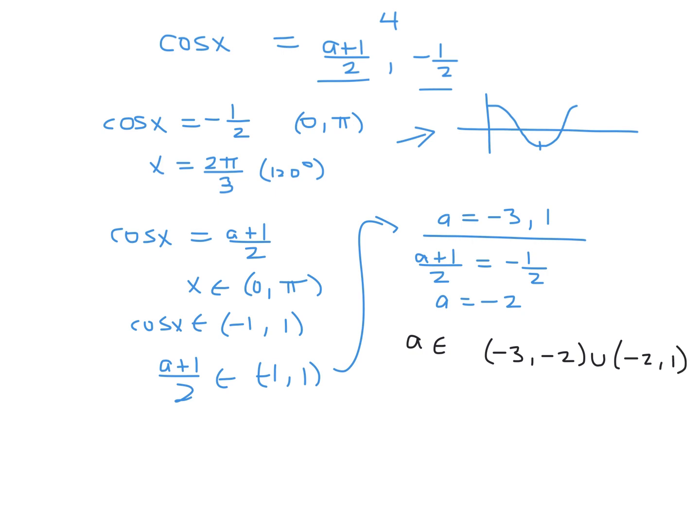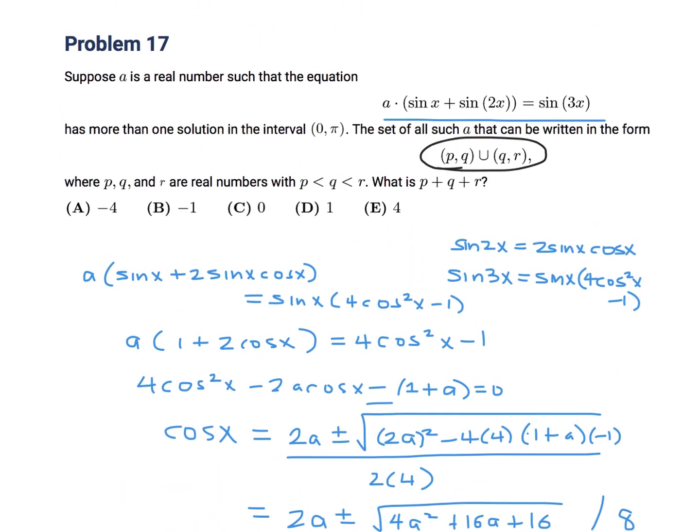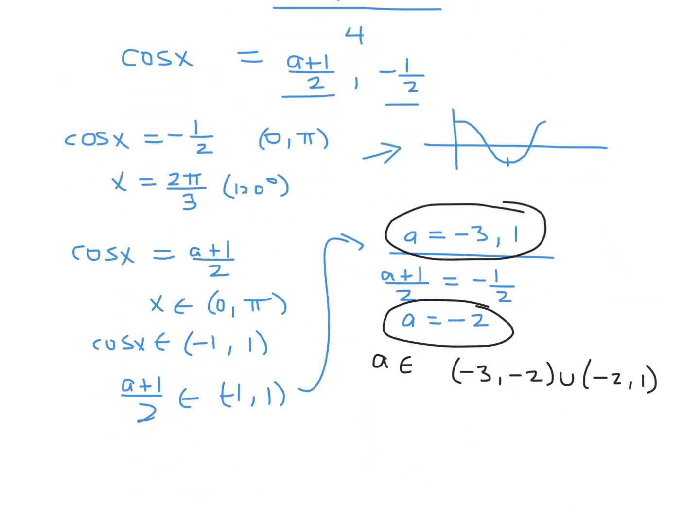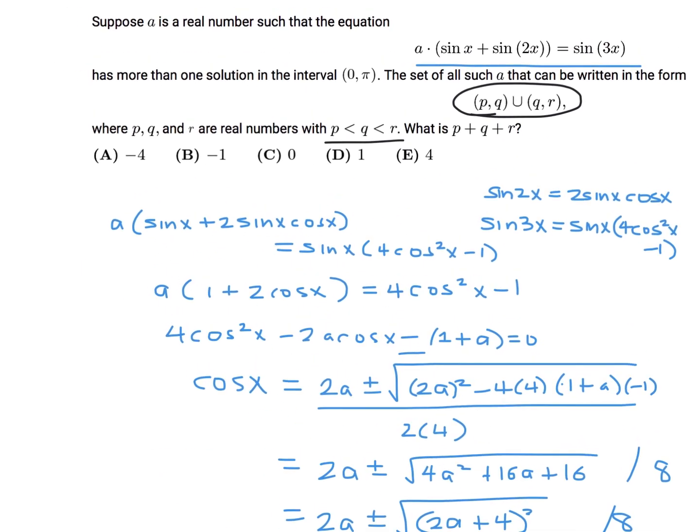So I put these guys all together. -3 to -2, and -2 to 1. They want it written in that form. You see right here in the question, they want it written in that form, satisfying that inequality. And that's exactly what I did. So now this is the P, this is the Q, and this is the R. So P plus Q plus R, that's just going to be -3 -2 plus 1, which is -4. And -4 is choice A.